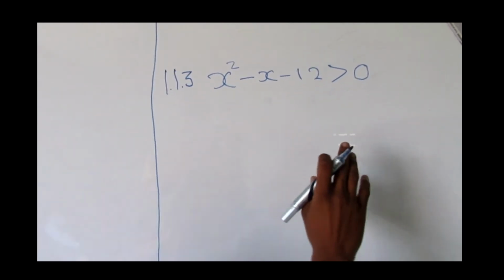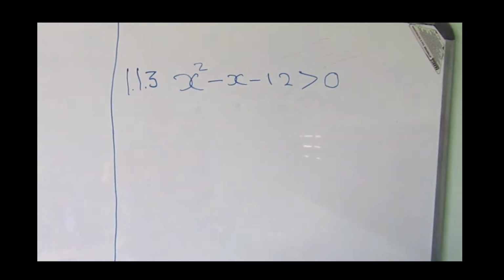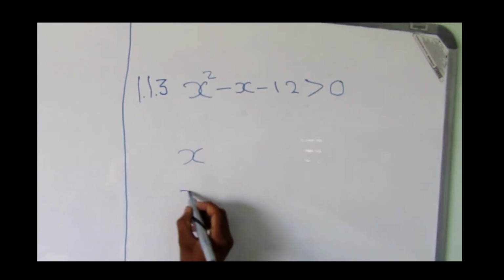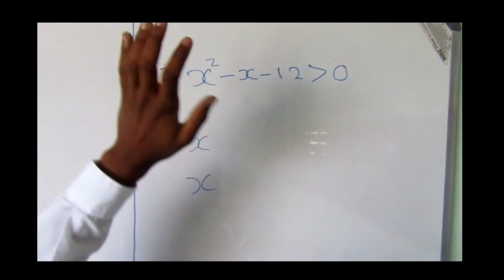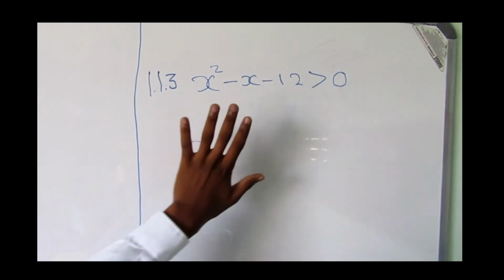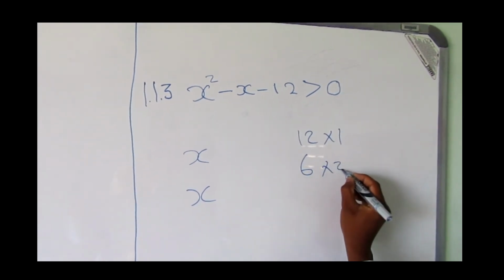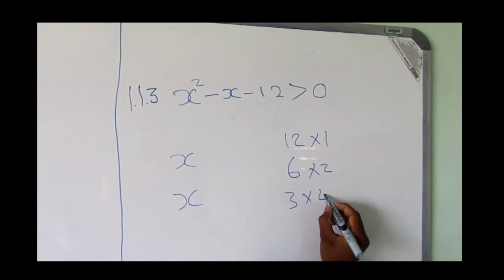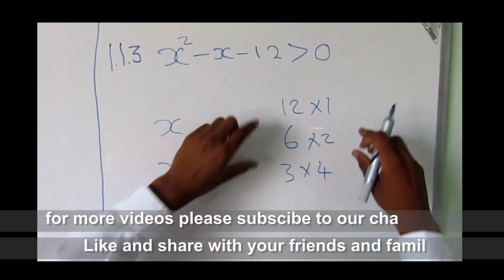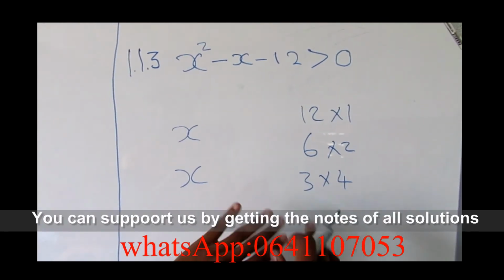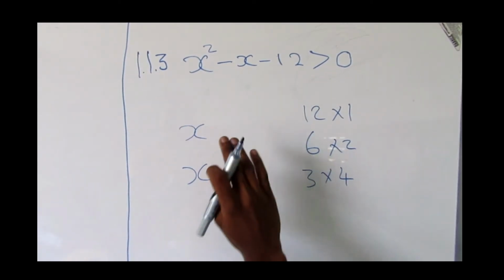The first step here is to factorize these accordingly. How do we factorize? We are saying we have x. Here we have the factors. Actually, the factors of x is x and x. The factors of 12 are 12 times 1, 6 times 2, and 3 times 4. When it comes to here, we are going to take the values that, when we subtract or add, give us the middle term, which is negative x.